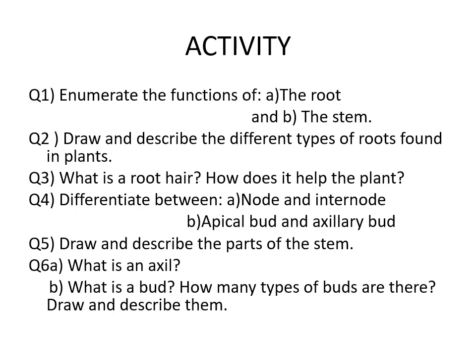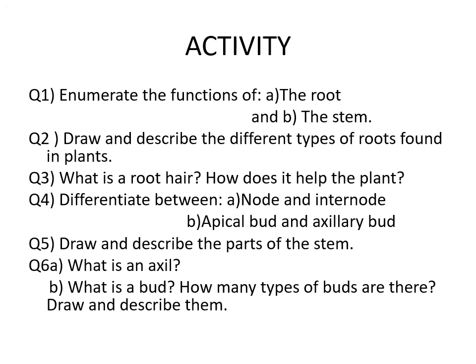Children, there is an activity at the end of the chapter. Question 1 is enumerate the functions of A, the root, and B, the stem. Question 2 is draw and describe the different types of roots found in plants. Question 3 is what is a root hair? How does it help the plant?